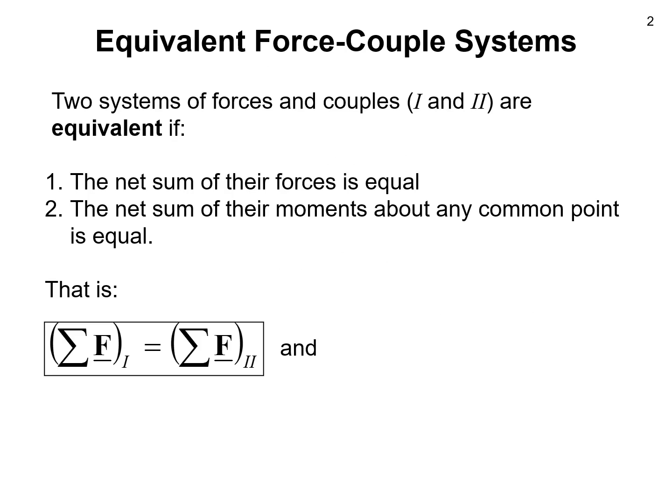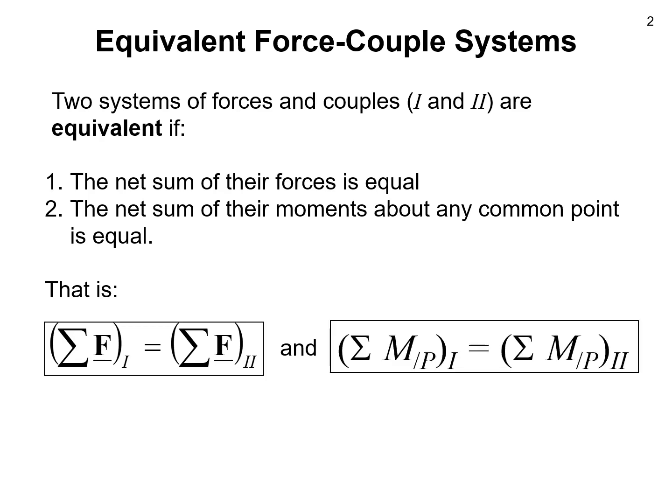Two systems of forces and couples, labeled 1 and 2, are equivalent if the net sum of their forces is equal and the net sum of their moments about any common point are equal. That is, the sum of the forces in system number 1 must equal the sum of the forces in system number 2, and the sum of the moments about the point P in system number 1 must be equal to the sum of the moments about the same point P in system number 2. And I'll emphasize that you have to use the same basis of comparison in both systems.